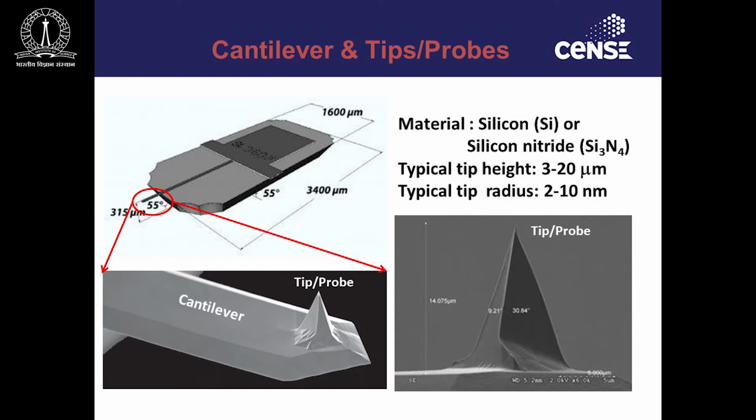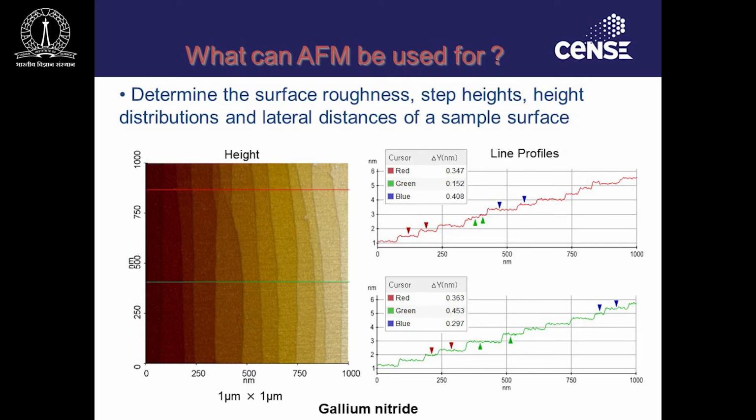As you can see, these are some example specifications that are shown to you. The material of this cantilever is usually silicon or silicon nitride. This is what you get commercially. Typical height is around 3 to 20 microns, and the radius of this tip or the probe ranges from 2 to 10 nanometers. You can also have higher radius tips. Depending on what application you are doing, you will have to use different cantilevers.